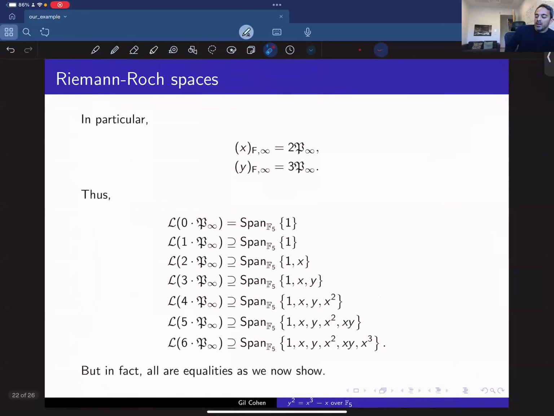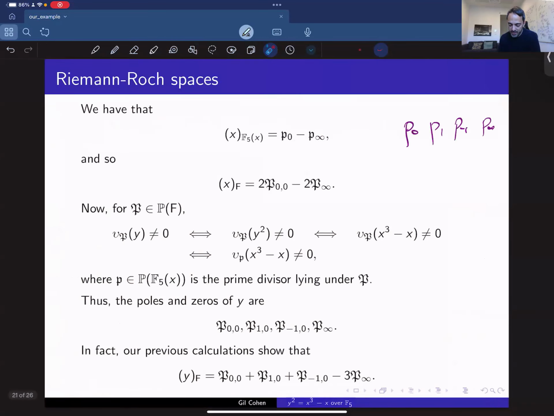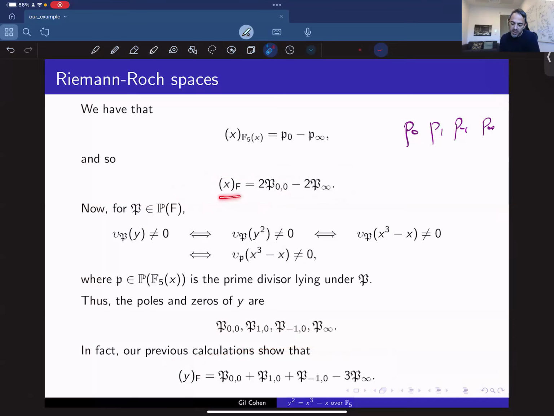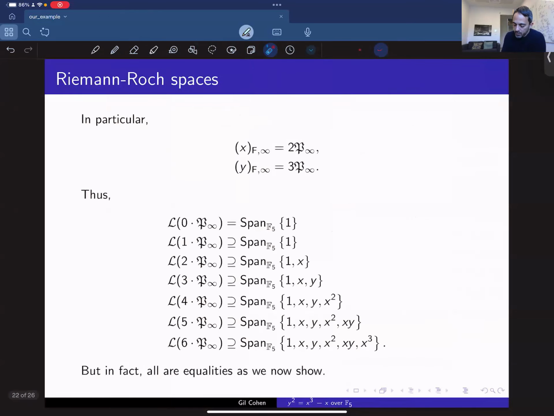Good. So in particular, I care about the pole divisors of x and y. I mean, so far we said that this is the principal divisor of x and this is the principal divisor of y in F. But I'm looking at the pole divisors. So you see the pole divisor of x in F is 2 p infinity, and the pole divisor of y in F is 3 times p infinity. So that's what I wrote here.